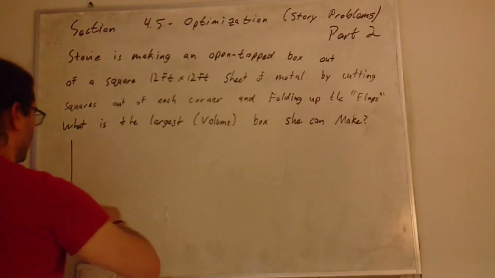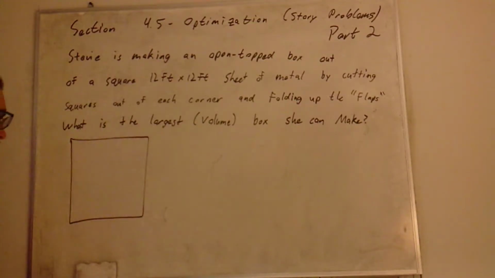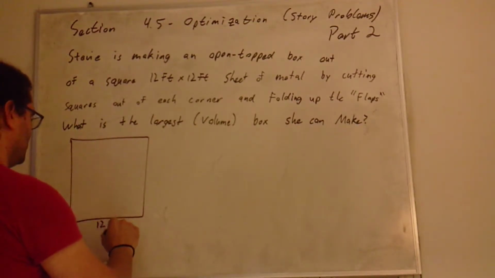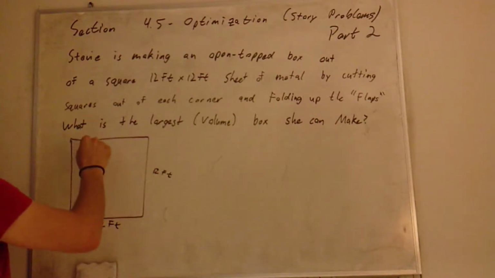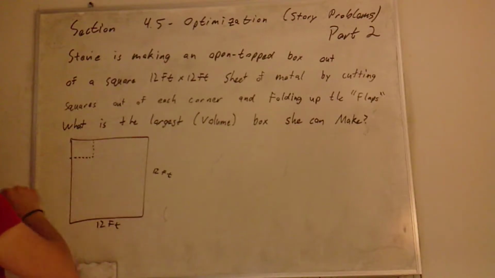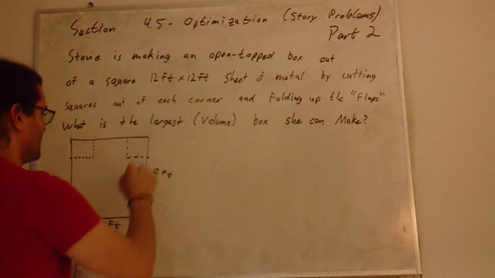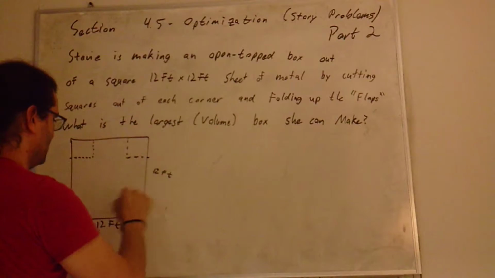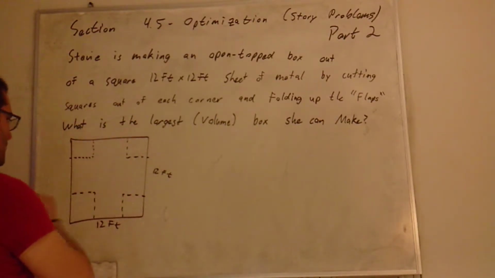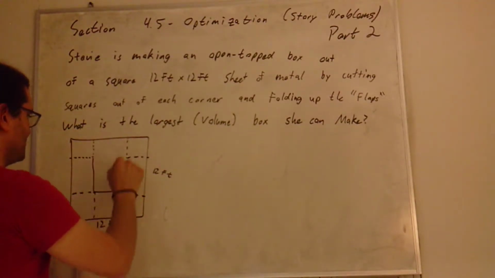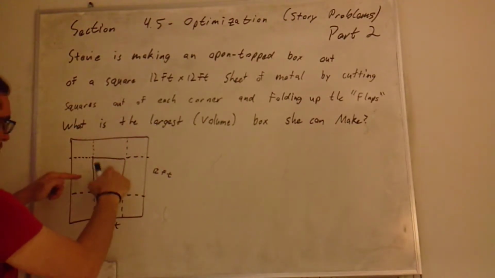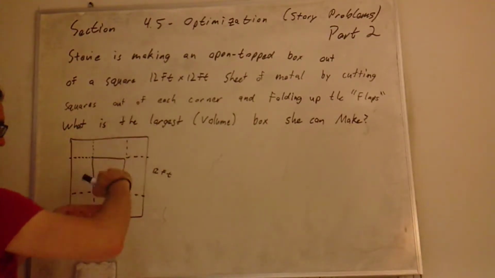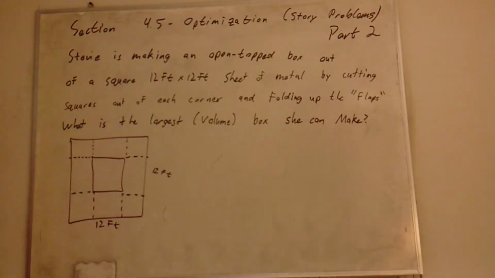We have a square sheet of metal, 12 feet by 12 feet. We're going to cut squares out of each corner, and then we're going to fold up these flaps. Once these squares are gone, we'll have this square in the center and 4 flaps. We can fold up those flaps to make an open-topped box. That's the situation.